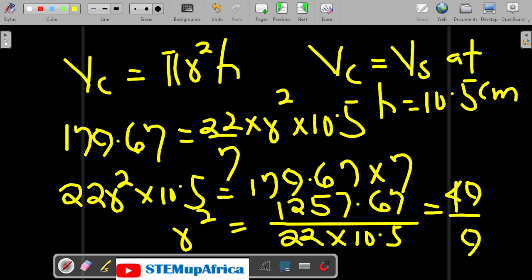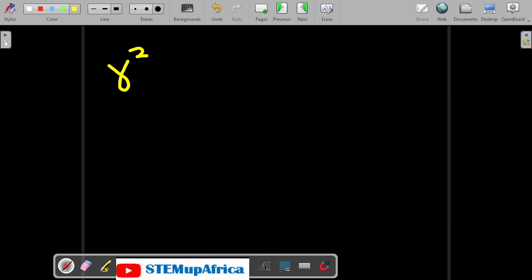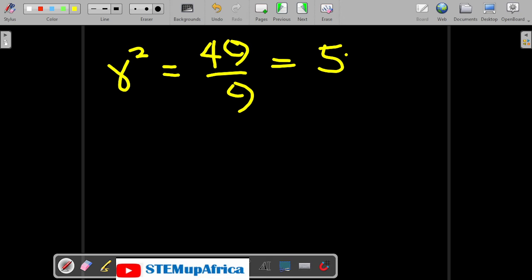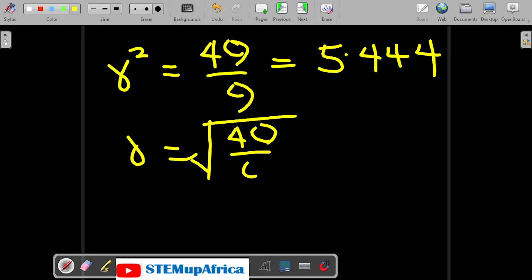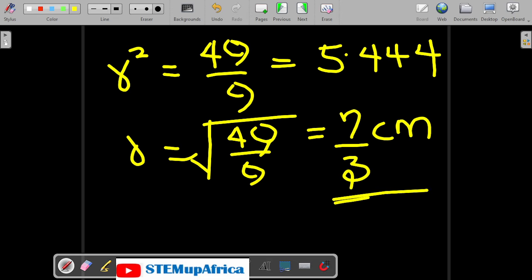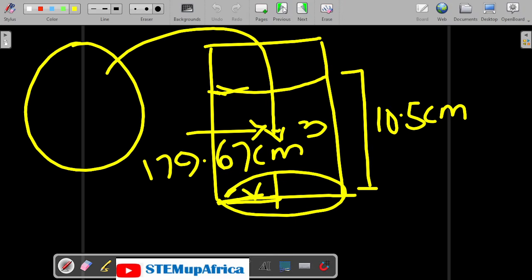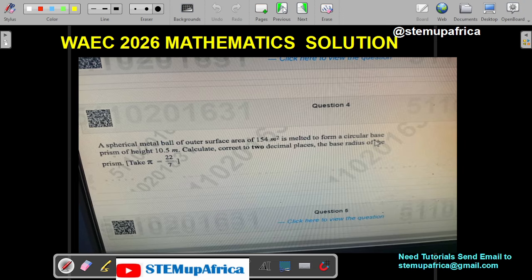I'm using the other Casio calculator, that's why I'm having this. You can use your normal calculator and write your values in decimals. It's the same thing. So my r squared is now 49 over 9. For those who use the other calculator, you will have 5.444. So my r now becomes the square root of 49 over 9. Square root of 49 is 7, square root of 9 is 3 centimeters. So this is now the radius of the base of the solid prism. So that is the solution to question 4.